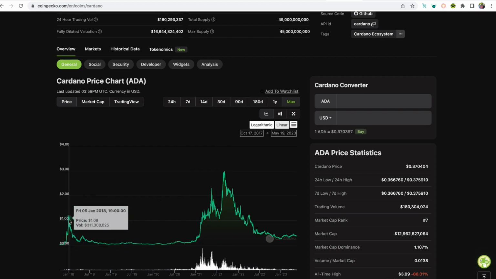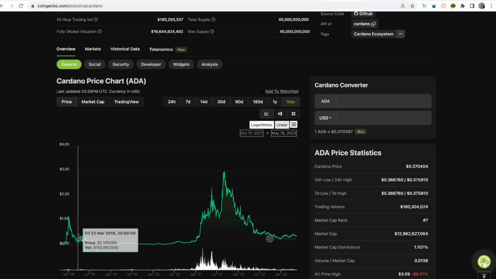It shot up to $1.20-ish on some charts. So it shot up to over $1. This is when Bitcoin reached its $20,000 all-time high. What we saw happen was that then Cardano went all the way down to 2 cents again. And Bitcoin went all the way back down to $3,000 from $20,000.